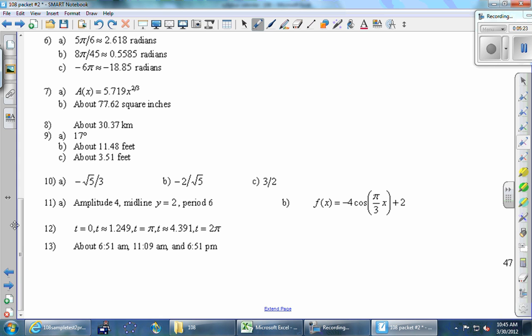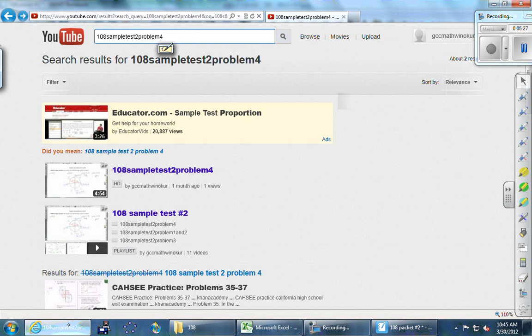So jump to page 47. We're going to do 13. And I just want to point out again that the videos of me going through each of those sample test problems are on YouTube. So check it out. If, for example, you type in 108 sample test 2 problem 4, you will find my video for that particular problem. Okay, just change the last number.